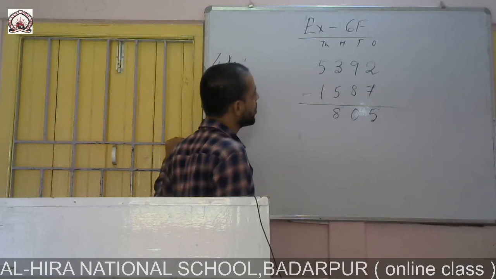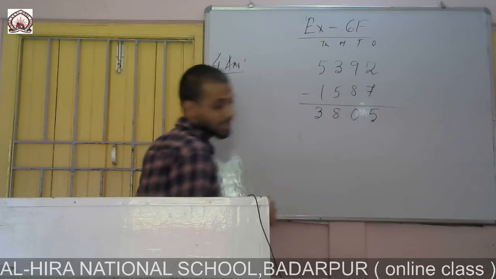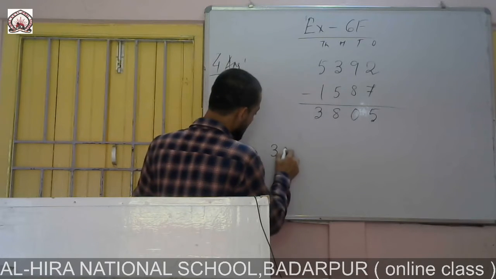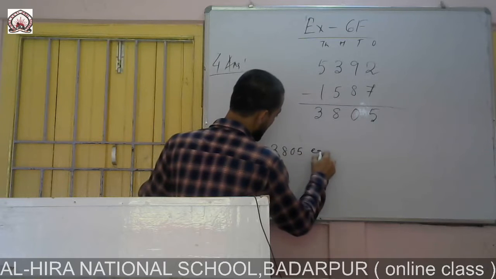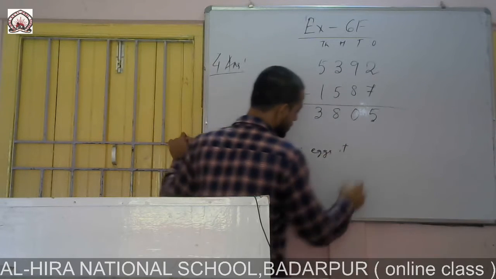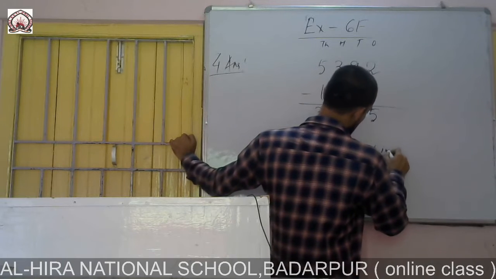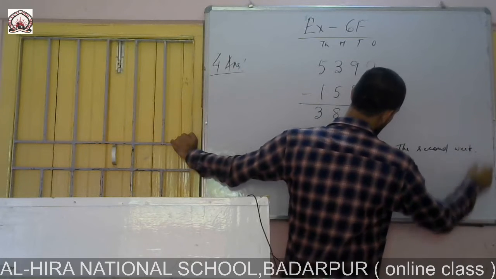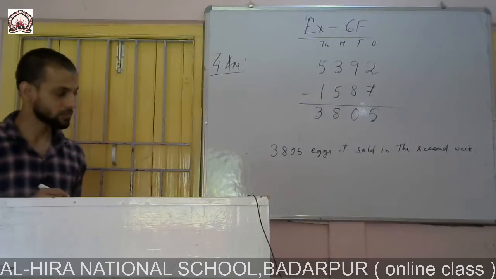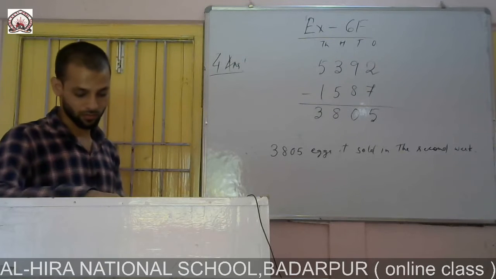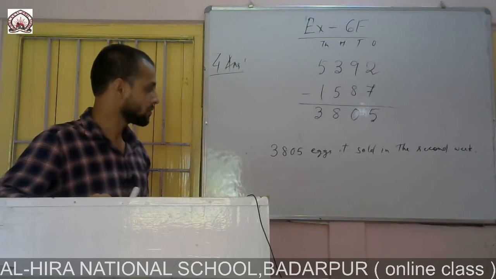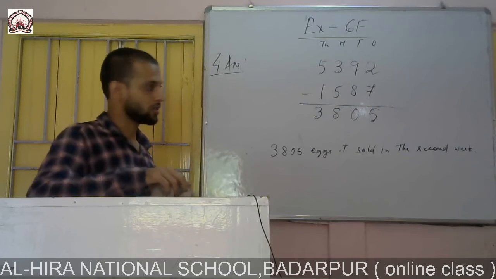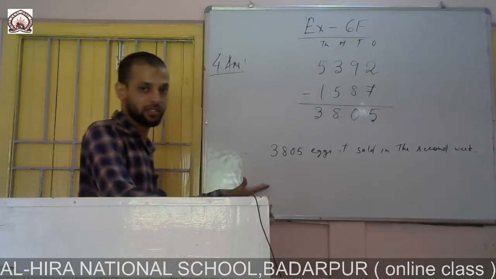Here the digit is 4, so 4 minus 1 equals 3. So the answer is 3805. That means 3805 eggs were sold in the second week. Here this exercise is finished.